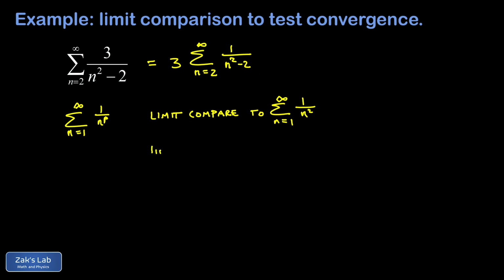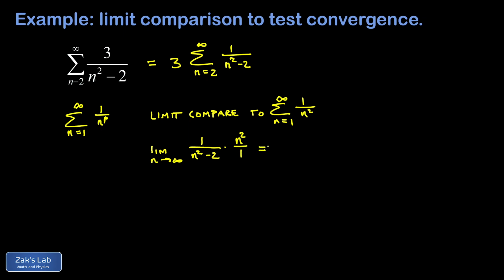So what we do is we take the limit as n goes to infinity of the ratio of the terms of our two series. And I'm not even going to include the 3 in this. So I have the terms in the series that I'm studying, 1 over n squared minus 2, divided by the terms of the series that I'm limit comparing to. Well, dividing by 1 over n squared is the same as multiplying by n squared over 1. So there's the limit I have to compute.